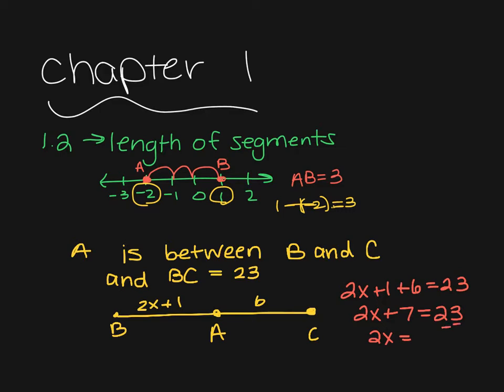subtract the 7, and then divide by 2, and x would be 8. And then it would either say, identify what x is, or maybe find the length of AB. So if it asked you to find AB, you would have to take 8 and plug it back in. 2 times 8 plus 1, or 16 plus 1, which would be 17.